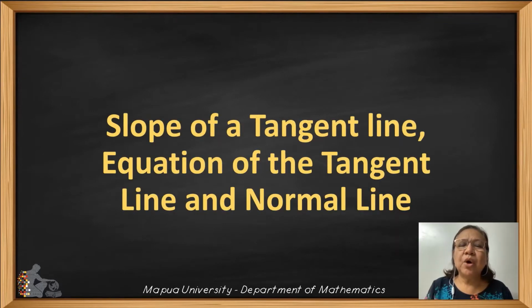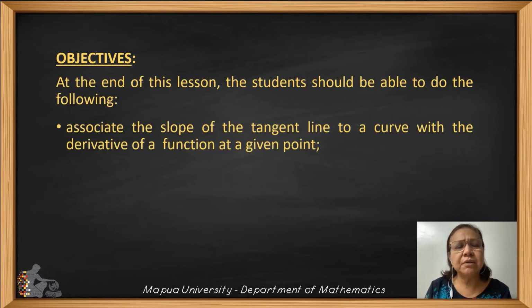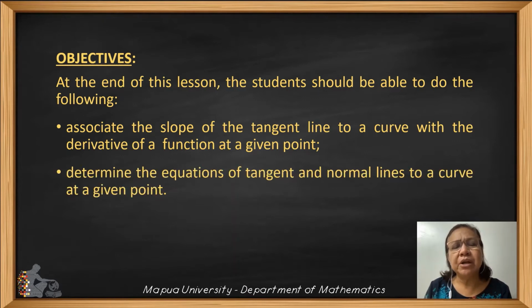Okay, today we'll talk about the derivative as the slope of a tangent line, and use this concept to determine the equation of the tangent line and normal line to a curve at a given point. At the end of this lesson, you should be able to associate the slope of the tangent line to a curve with the derivative of a function at a given point, and to determine the equation of the tangent line as well as that of the normal line to a curve at a given point.